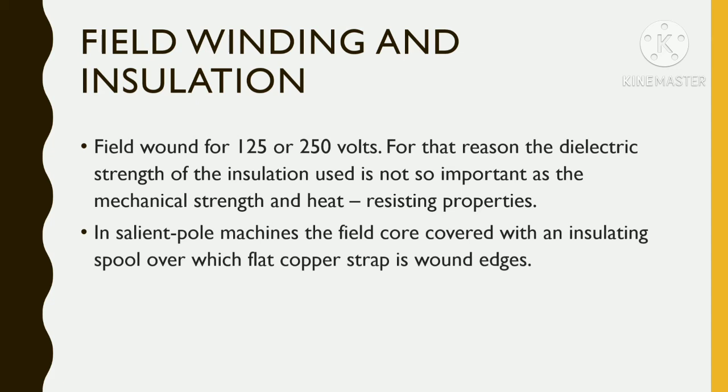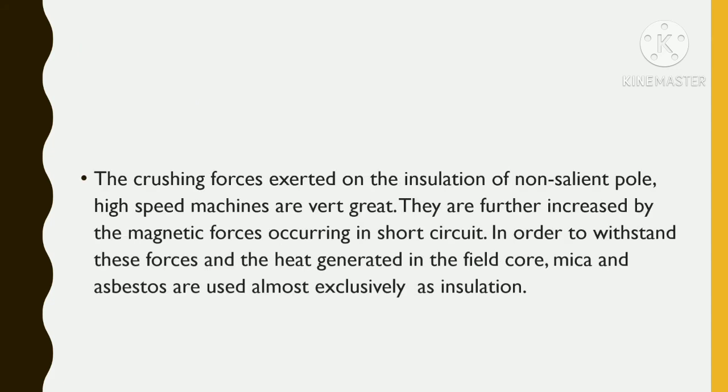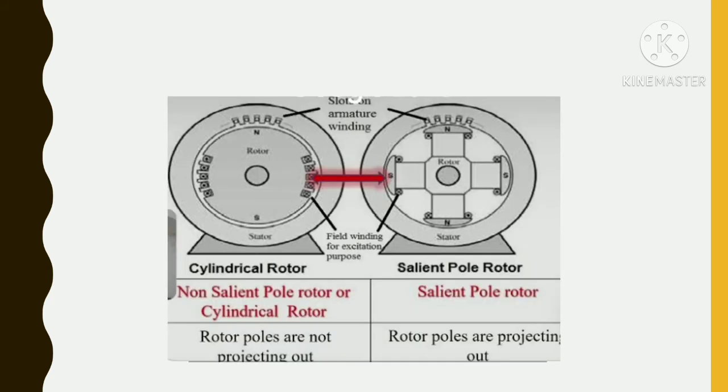Next, the crushing forces exerted on the insulation of non-salient pole high-speed machines are very great. They are further increased by the magnetic forces occurring in a short circuit. In order to withstand these forces and the heat generated in the field core, mica and asbestos are used almost exclusively as insulation.